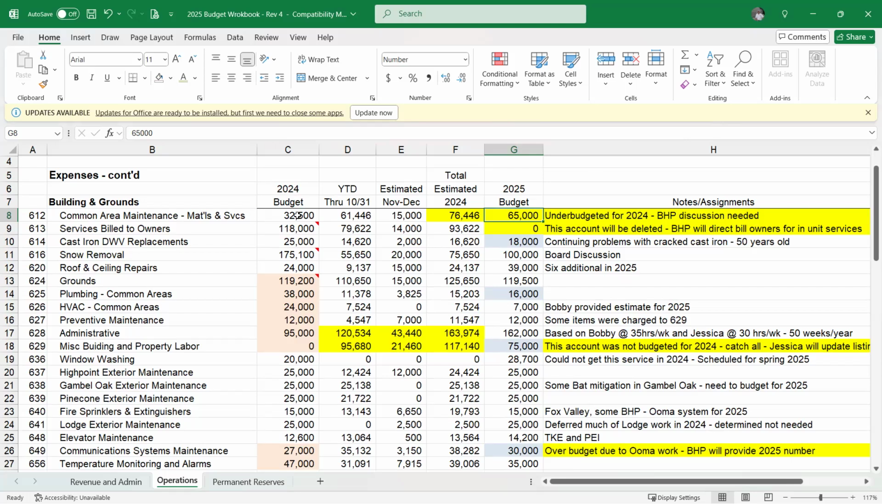How is 612 different from 629? 629 is labor, but 612 has labor too? Only outside contract labor, not BHP labor. But it has the work on 770, which was BHP labor. No, only the materials. Is that right? I don't know where it would have got separated.